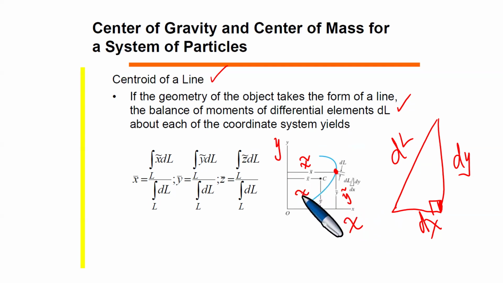Because we're speaking about the centroid of a line, we can say it is x bar, y bar, and this x bar, y bar defines the actual position of the centroid. So x bar is the integral of x tilde dl divided by the integral of dl, and so on and so forth.